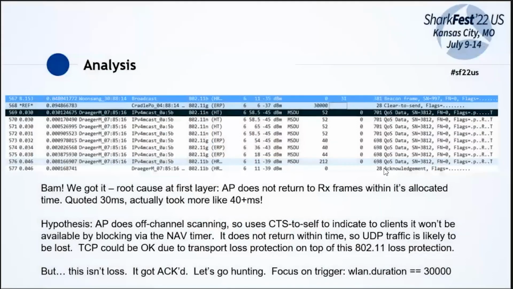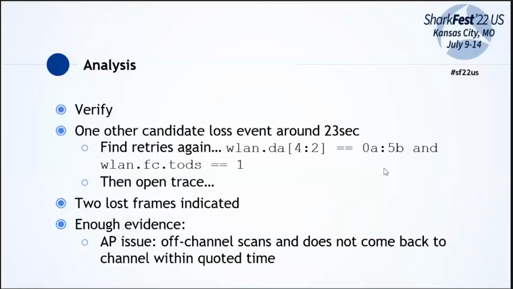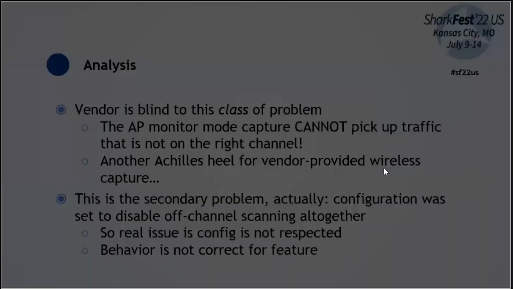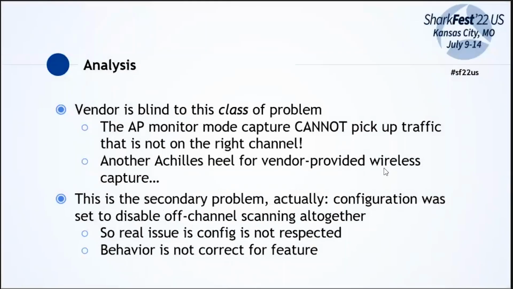That's the root cause. We already had it. So we verified, we had a look. Two lost frames indicated on that second event. It's enough evidence for me. Push to them, and they took it. They were okay. So the vendor is blind to this class of problem, as someone said. The AP monitor cannot pick up traffic that is not on the right channel. He can't do it. So he was blind to this and didn't know it.